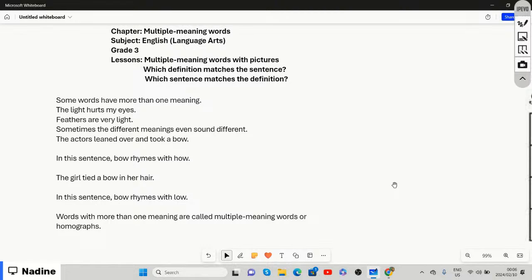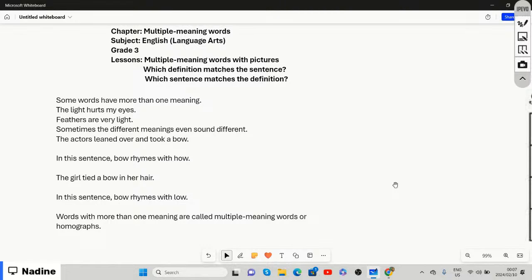All right. So multiple meaning words, right? Some of the words have more than one meaning, and that is why they call it multiple meaning words. Sometimes the different meanings even sound different, right? So as much as they have different meanings, sometimes different meanings even sound different.